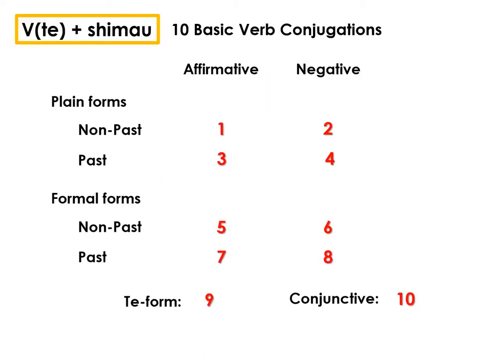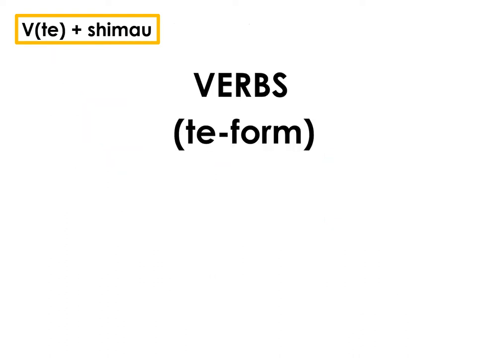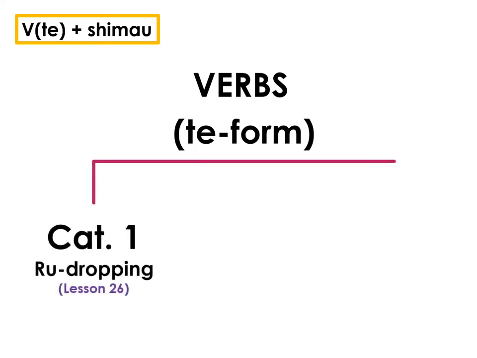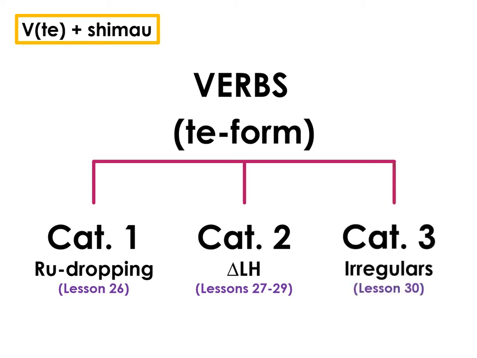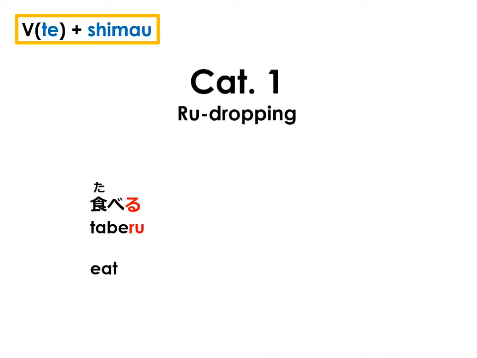First, let's look at the te form of verbs, which is the one needed to form this conjugation. If you recall the 10 basic verb conjugations, this is the one we need. And as in our past lessons, let's do a quick review of how to make this. As usual, there are three major categories of Japanese verbs: the category 1 or root-dropping verbs, the category 2 or last hiragana changing verbs, and category 3 verbs or the irregular verbs. For a more detailed explanation of all their basic verb conjugations, please review lessons 26 to 30 of our English playlist. To make the te form of root-dropping verbs, drop the ru and add te.